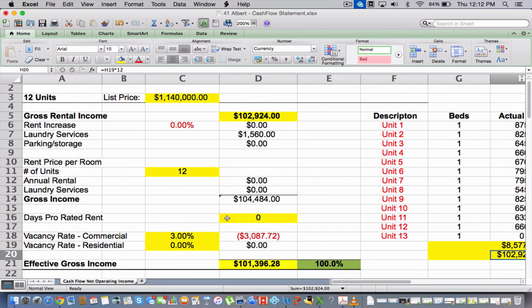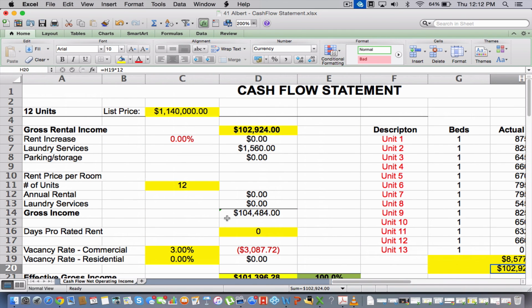So that's it for the section that calculates gross income. If you have any questions on this, or if I haven't covered something, please feel free to shoot me an email, and I will cover anything and everything that there is to cover.